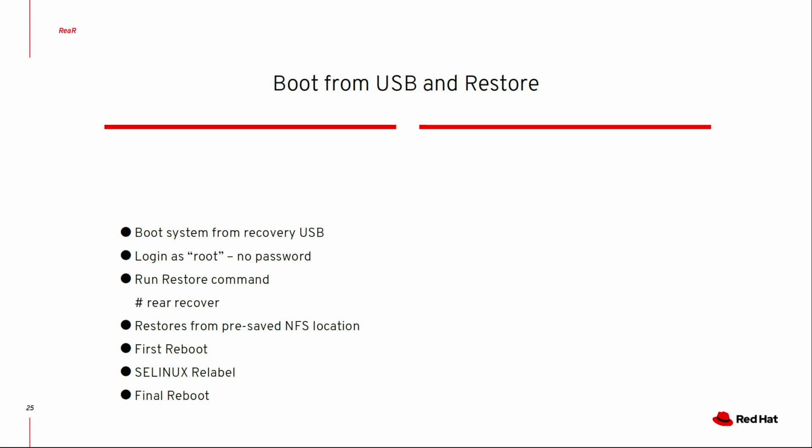So you just type in root, hit enter, and you're at a prompt. And now you would type rear recover, and because again it has the knowledge of the config file, it knows that you're doing the recovery from the NFS server with a certain path. It will start pulling that down all for you and doing a full recovery. And I mean, everything on that system is getting wiped out. So you're doing a full complete restore.